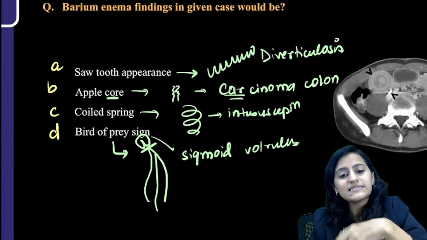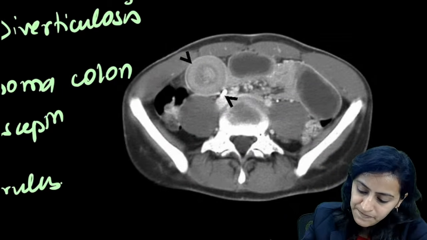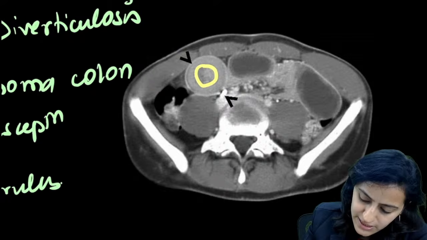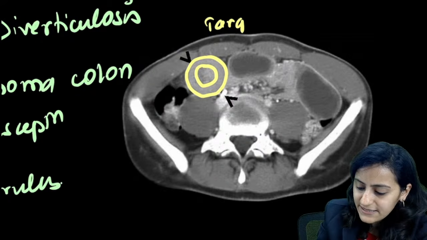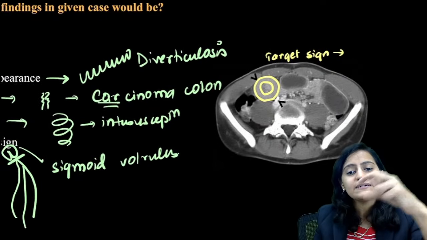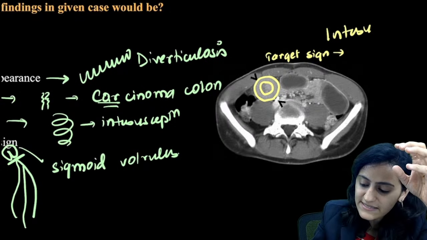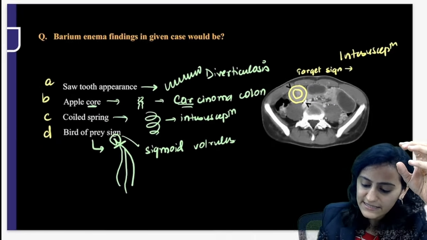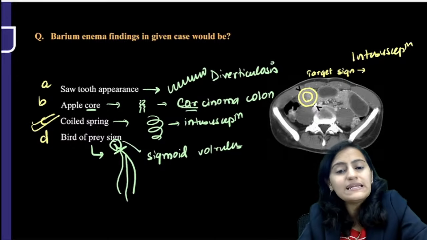So now you know the signs and look at the CT image. What is the CT image showing? The CT image is showing this inner circle and an outer circle, that is the target sign. Okay, the CT scan is showing the target sign, the intussusceptum and the intussuscipiens. So this is suggestive of intussusception, right? So the barium enema would show a coiled spring sign.